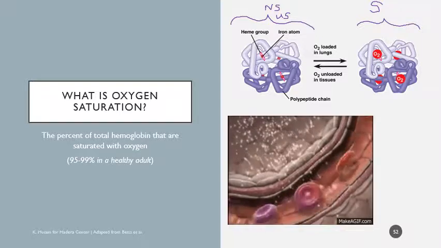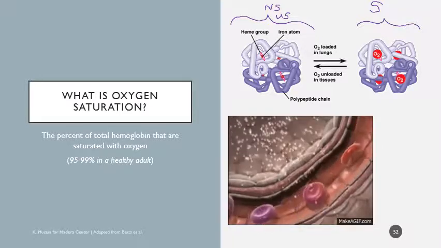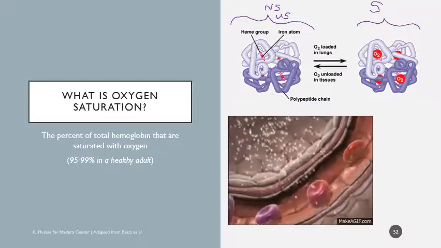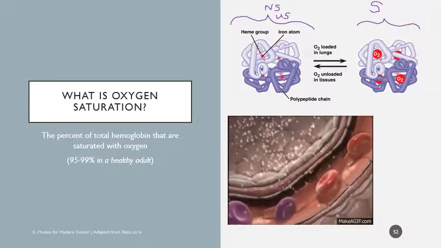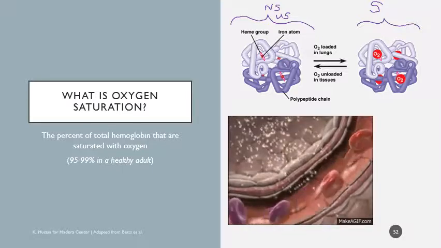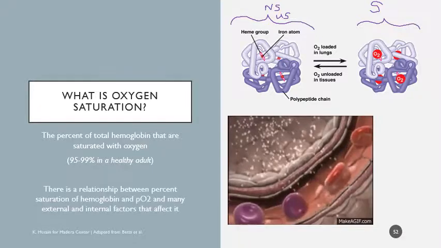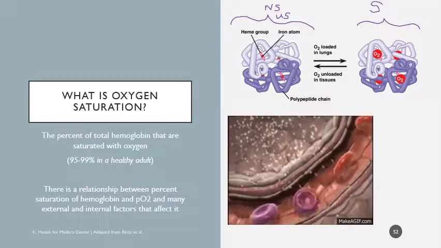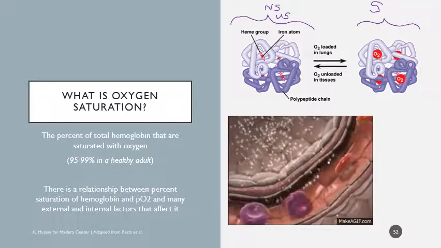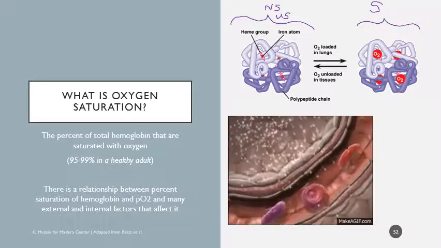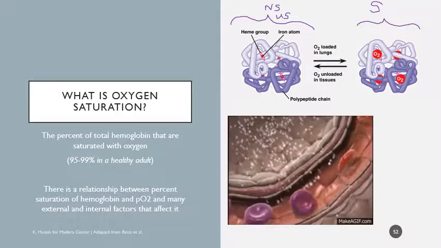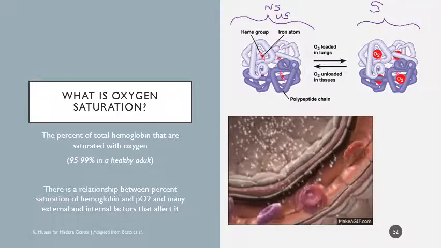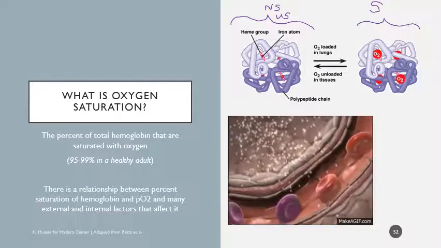So the actual measurement of oxygen saturation, and we'll get through how to calculate that in just a moment, is about 95 to 99% in a healthy adult. And because we have that clear metric, that's something that we can actually measure. So like I mentioned when describing this GIF, there's a relationship between the percent saturation of hemoglobin, that oxygen saturation measurement, and the partial pressure of oxygen. And there's lots of external and internal factors that affect it. So I just want you to be familiar with that idea so that when we go over respiratory physiology, it makes a little bit more sense.